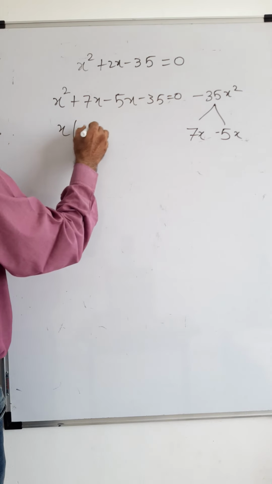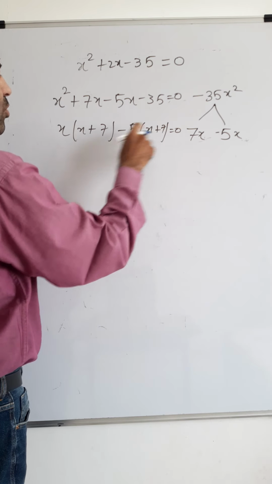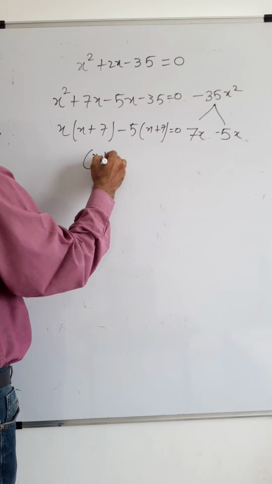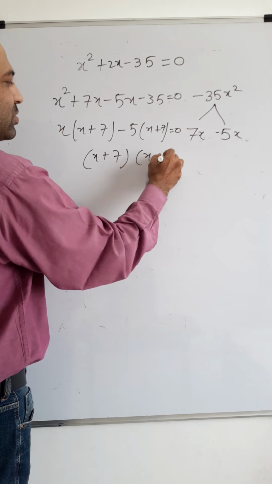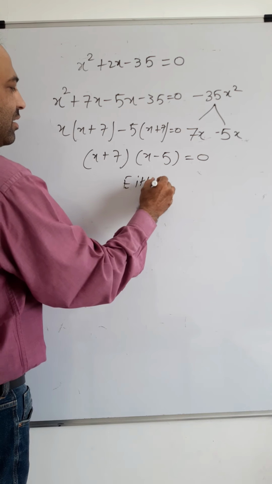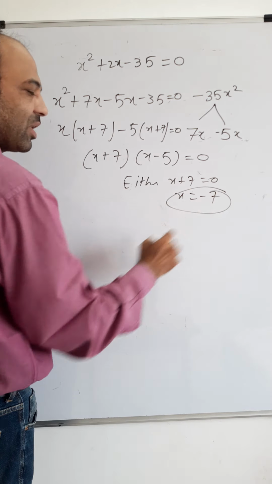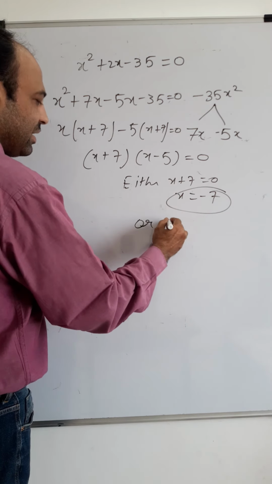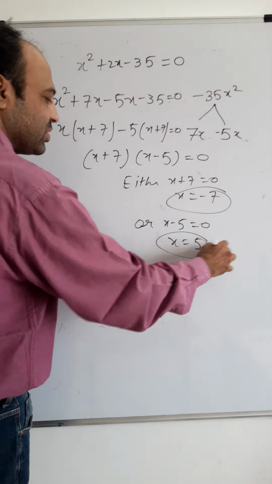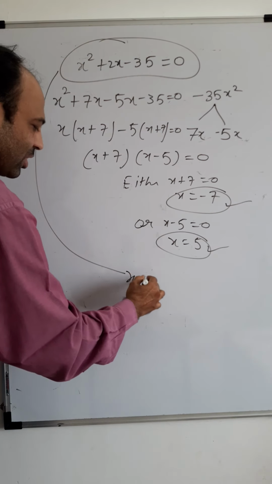Now you take common. You know minus you have taken, so both become plus. Now this and this are common, so we are left with x minus 5. So either x plus 7 is 0, so x equals minus 7 is one of the roots, or x minus 5 is 0, so x equals 5. So these are the two roots. Or you can go by formula method also.